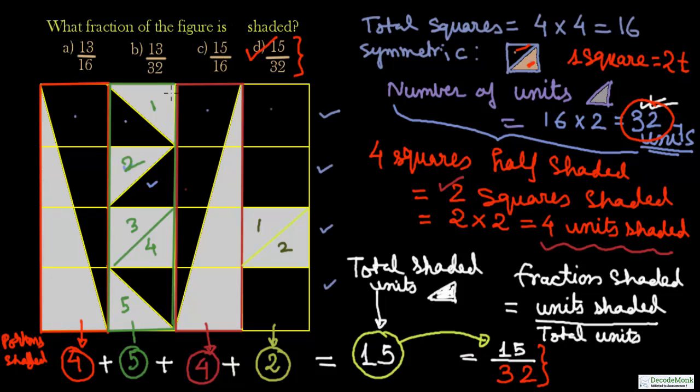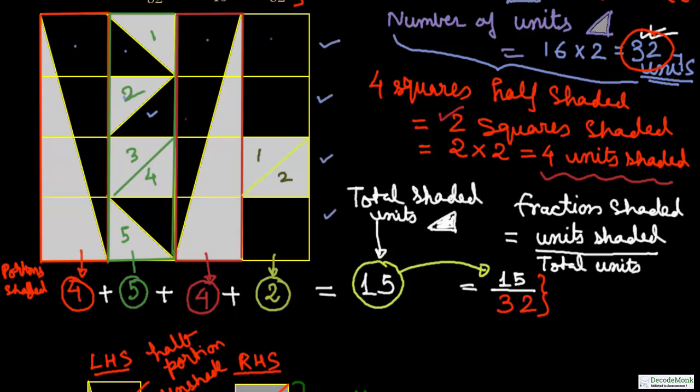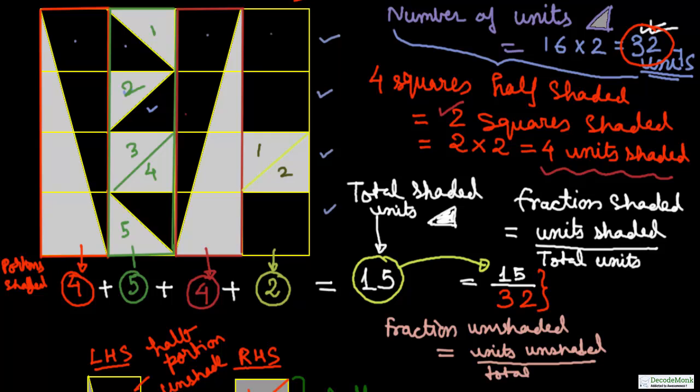Now a little bit of deviation in this particular question which may be asked. If the question asked is, what fraction of the figure is unshaded? If they ask you unshaded instead of shaded, then what will be the answer? The answer will be, as you have found the total units shaded to be 15, then fraction unshaded will be equal to units unshaded by total units.